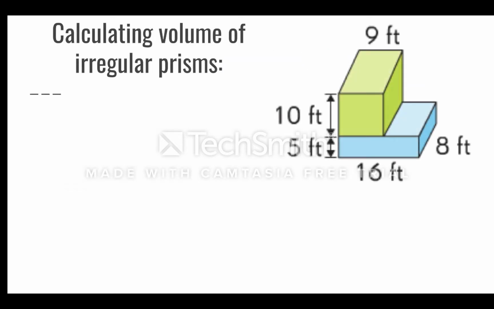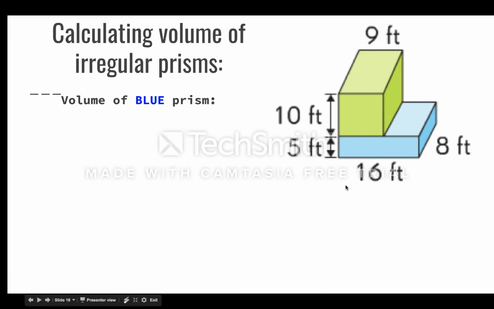So in order to calculate the volume of an irregular prism, if you take a look at this, now this one's nice because it's separated into two different colors, but if you notice, there's a green and a blue part. And they're actually both shaped as rectangular prisms. So what we're going to do is find the volume of each rectangular prism, then add them together at the end. For example, the blue one has all three dimensions present. It has 16 feet, 8 feet, and 5 feet.